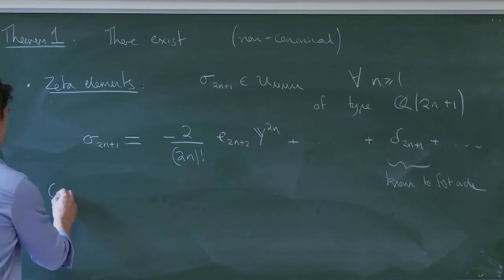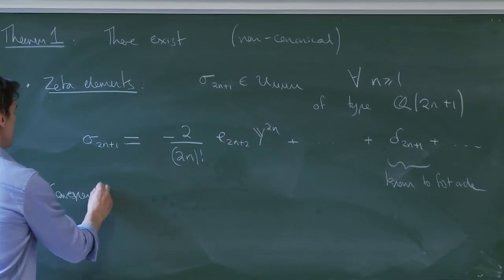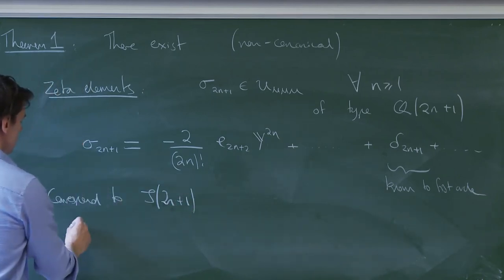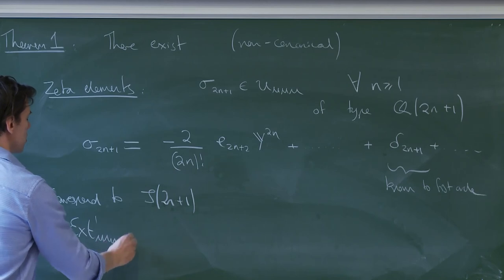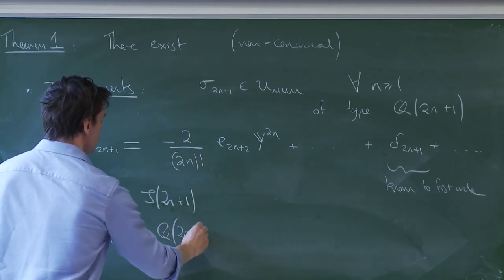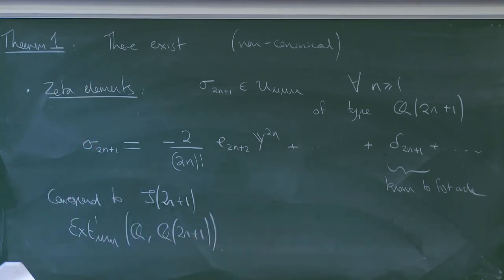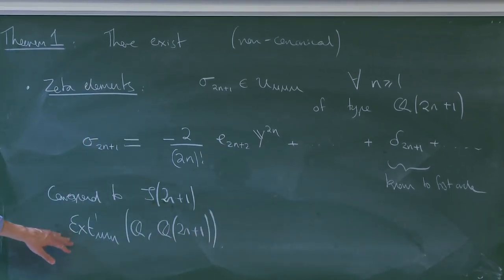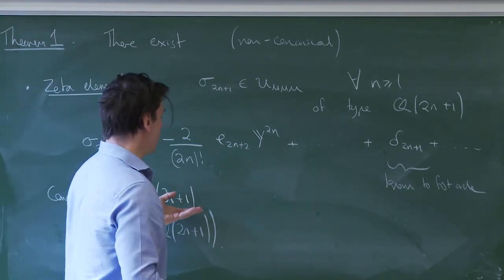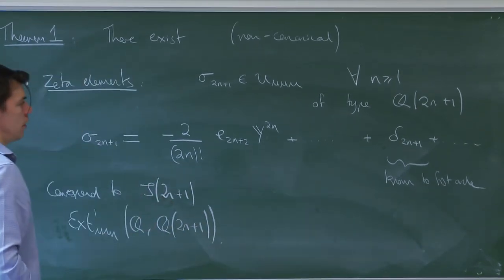And these correspond to zeta 2n plus 1. Another way to say it is that in the category MMM, they correspond to extensions of the Tate motive by 2n plus 1. So it shows that these extensions exist in the category MMM. Equivalently, the odd zeta values appear as multiple modular values.